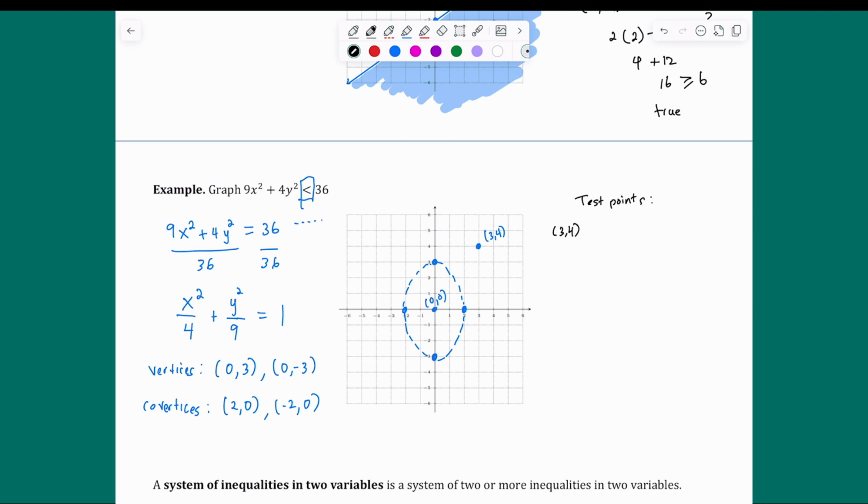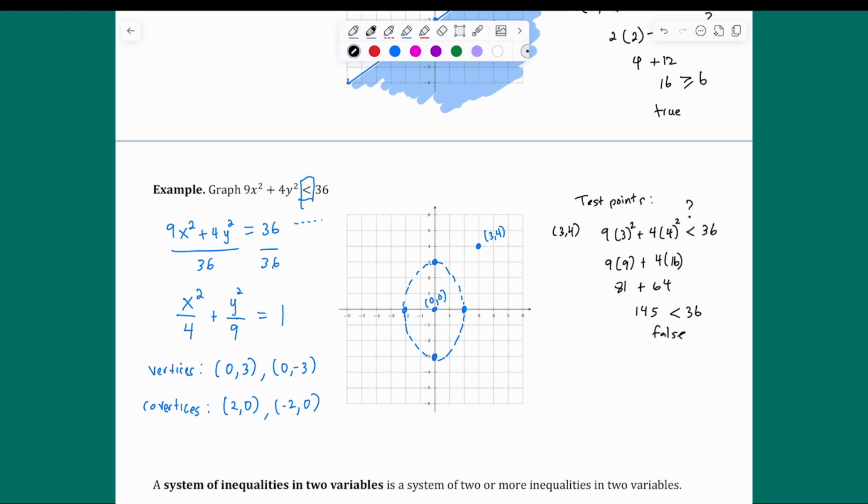Into our original inequality here, we have 9 times 3 squared plus 4 times 4 squared, less than 36. And so that's the question: is this true? We get 9 times 9 plus 4 times 16, so 81 plus 64, which gives us 145. Is this a true statement? Of course not. That is false. Therefore, we're going to be shading in the interior of this ellipse here.